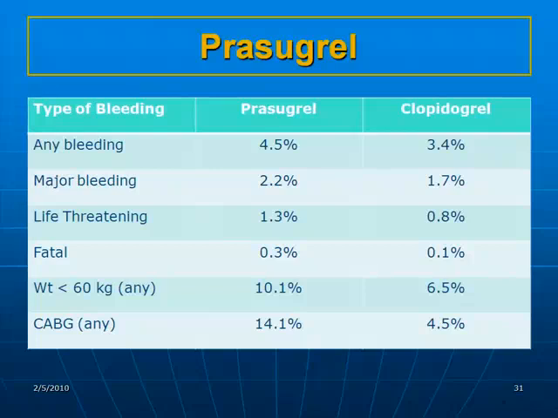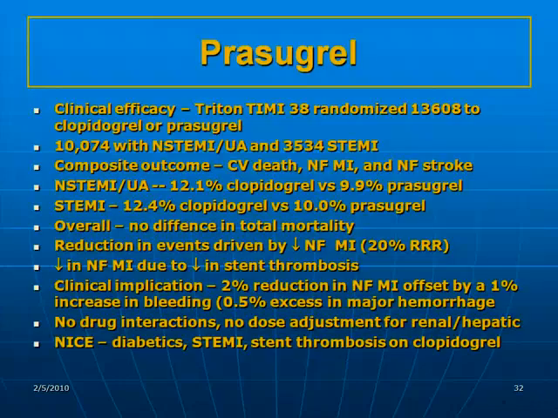Now, fatal bleeding, the difference is very low for both drugs, but about 0.2% more with prasugrel. So this is what, I think, has concerned physicians. I don't know that prasugrel has been universally accepted. There are some institutions that use it routinely. If you look at the efficacy data, clearly it's better than clopidogrel.